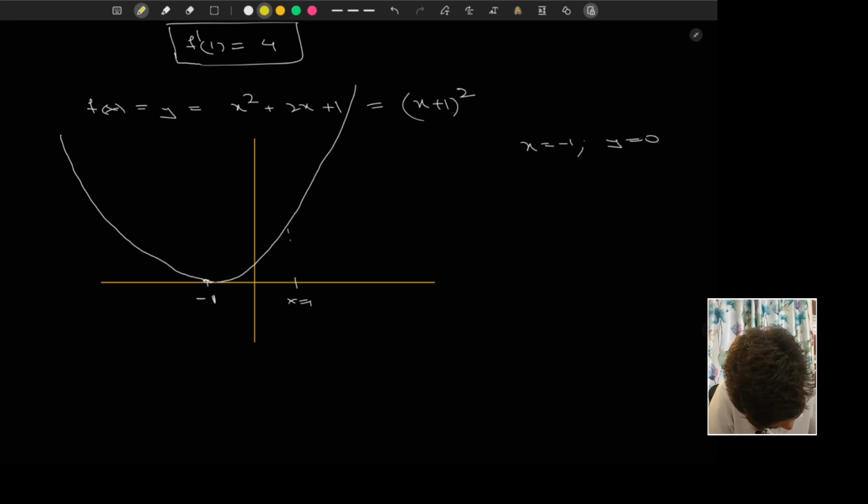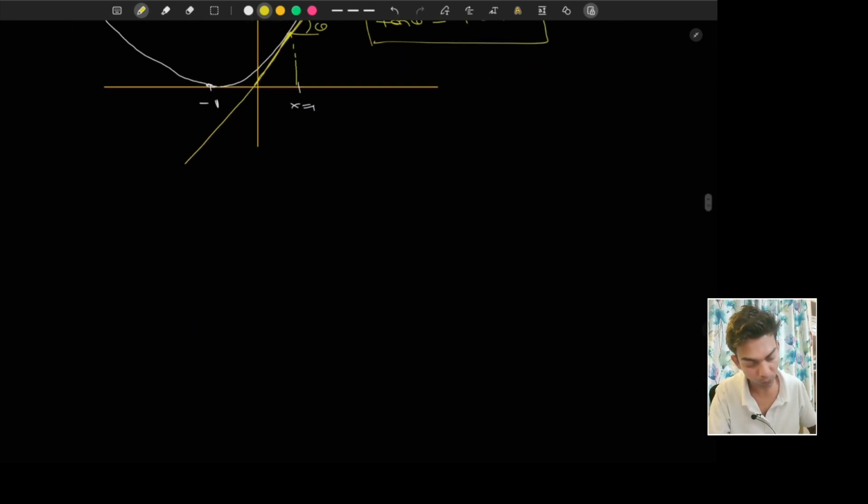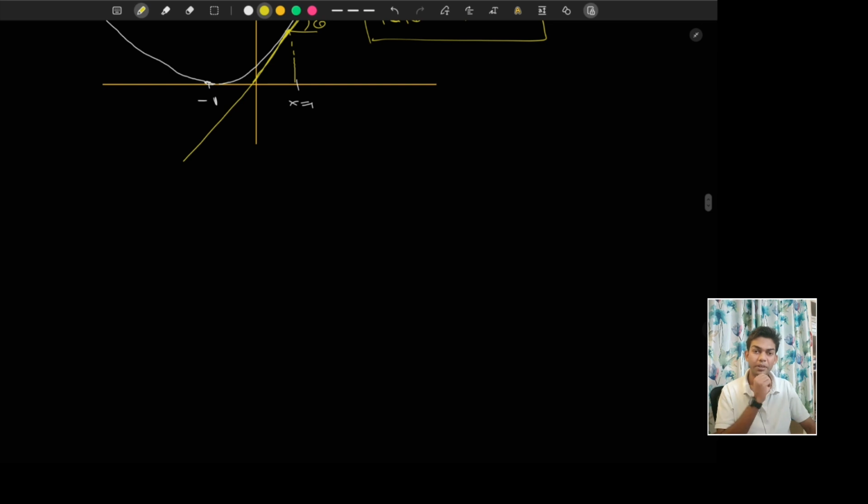So at x is equal to 1, this is my x is equal to 1, and therefore the slope of this tangent, that is the tangent at this particular point, the slope of this tangent line, the yellow one, that tan theta would be 4. That is my slope of the tangent. That's what it means. Okay, so far so good in one dimension, right?